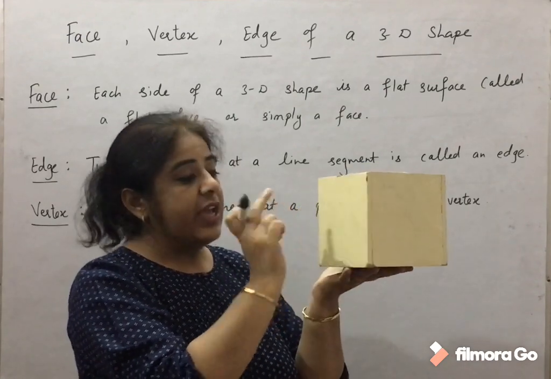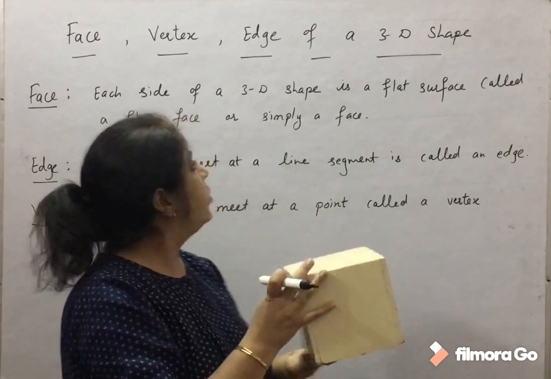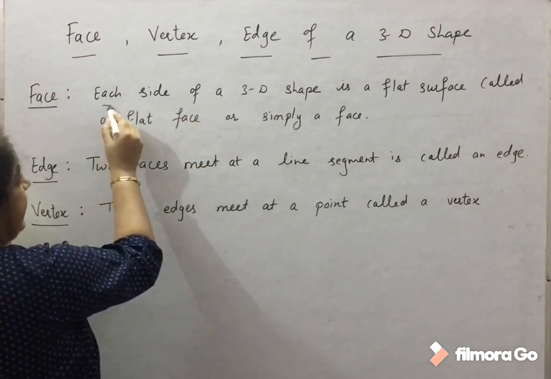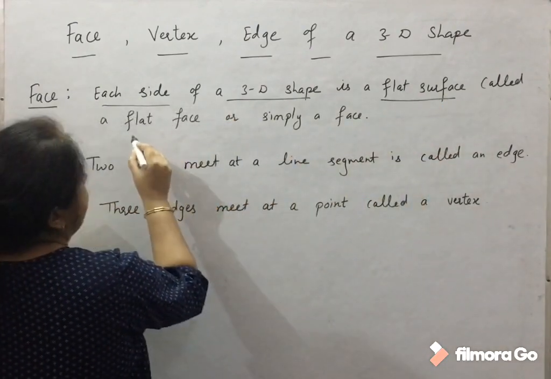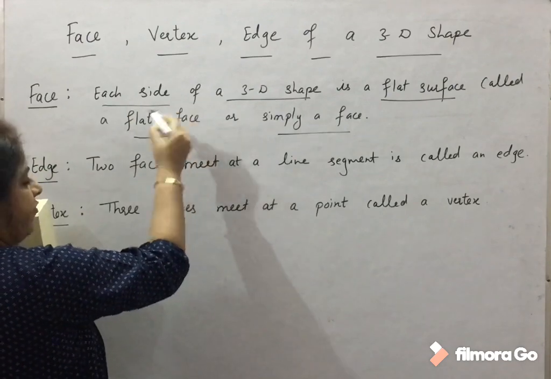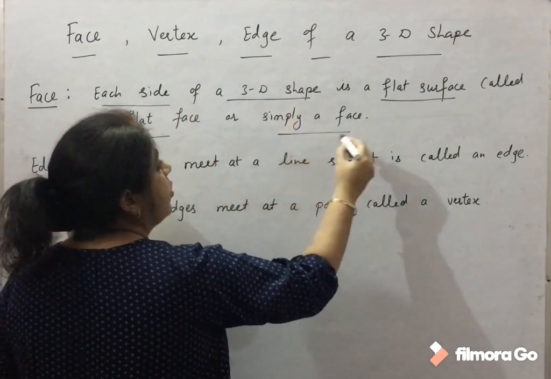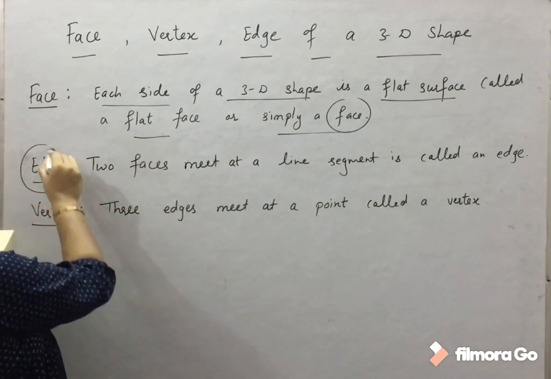So every flat surface of a 3D shape is called a face. Each side of a 3D shape is a flat surface, and that is called a face. We can call it a flat face, or simply a face. Now we will go with the edge. What is the edge?